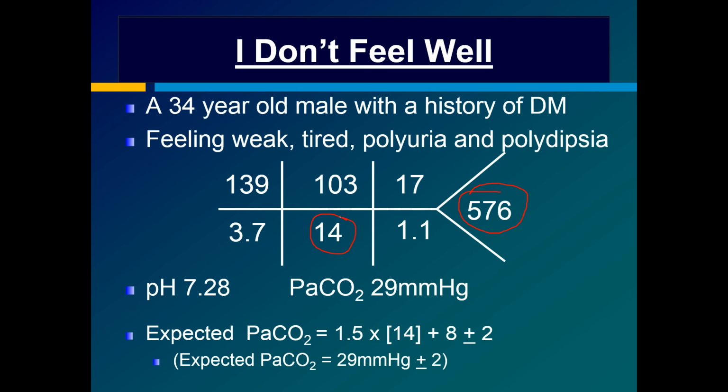You get an arterial blood gas. You identify, or certainly confirm, that the patient is acidemic with a pH of 7.28. And you're trying to determine whether or not there's proper respiratory compensation. So in this particular case, 1.5 times 14 plus 8, plus or minus 2, 29 is right smack in the middle of what you would expect the PCO2 to be in this particular case.